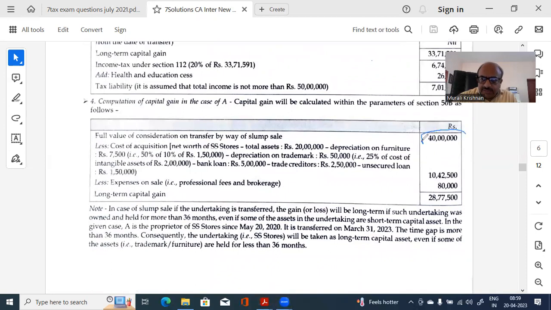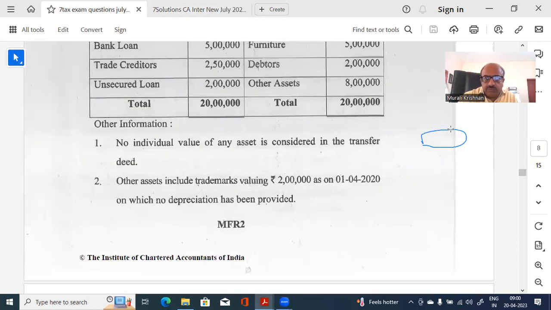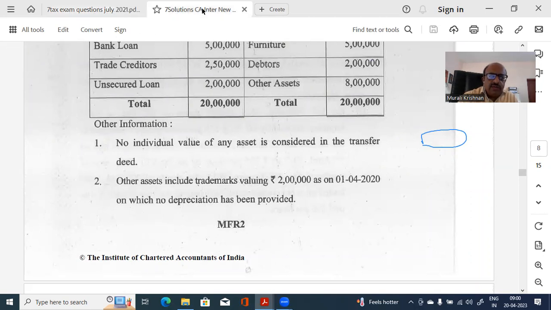Now, 40 lakhs is the total consideration as a whole. Right? Now, what are the things that you need to consider? Net worth of assets, total assets. So let us see what this is saying. This is the total assets, right? Total assets adjusted for the depreciation that is not done, that needs to be adjusted, and you have to reduce the liability. What is the actual liability that you need to reduce? That is what we are doing in this.